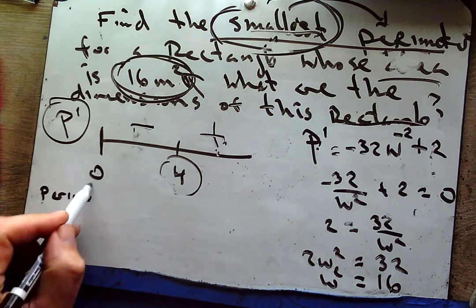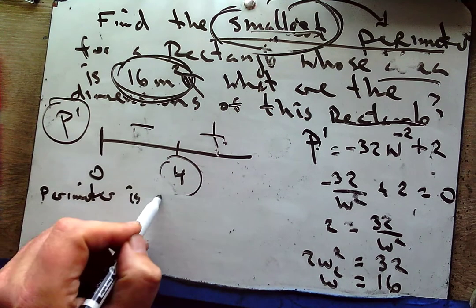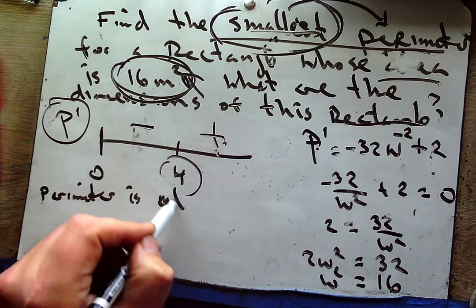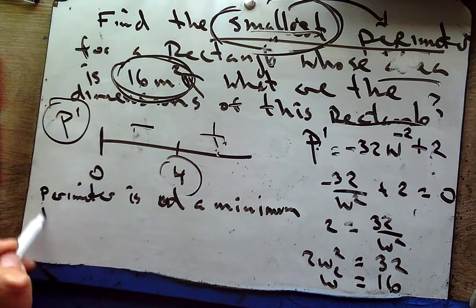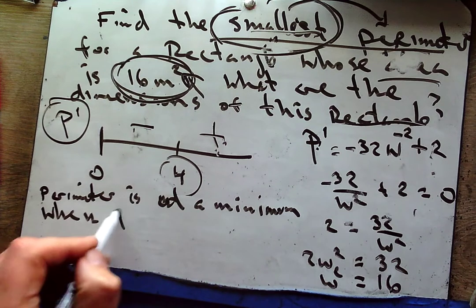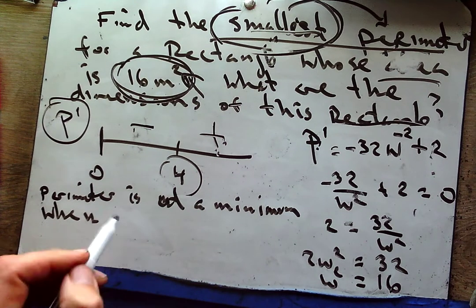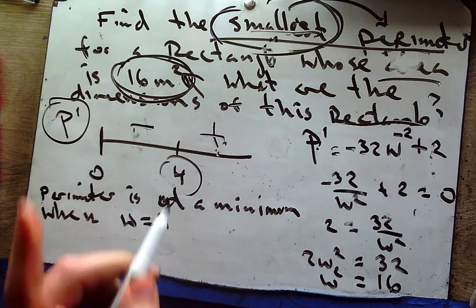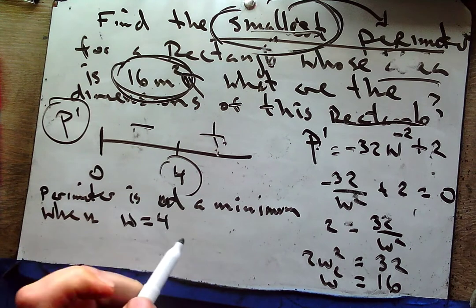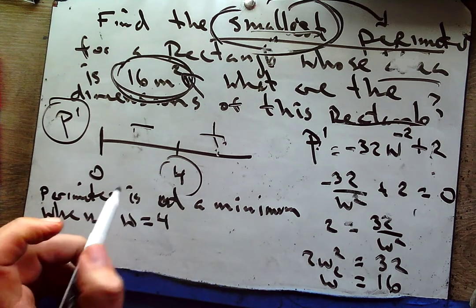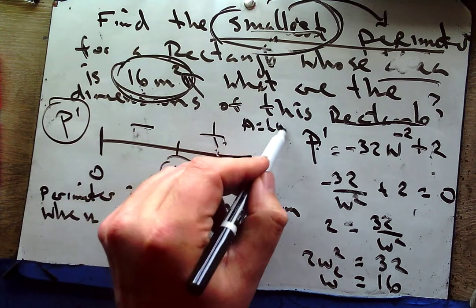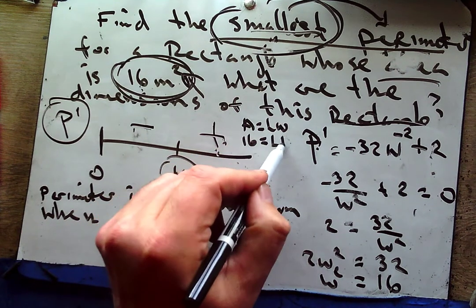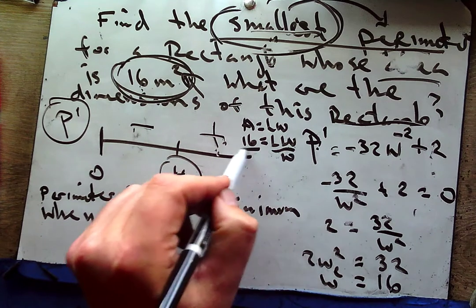Perimeter is at a minimum when W equals 4. By the way, if W equals 4, what does L equal? Remember that formula that we had? Area equals length times width, and we said 16 equals length times width, and we divided by W.